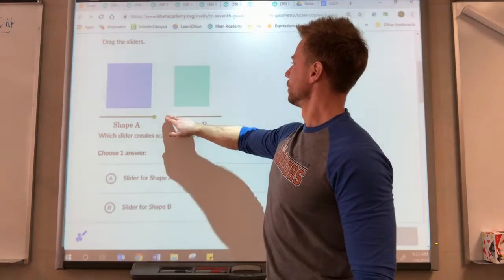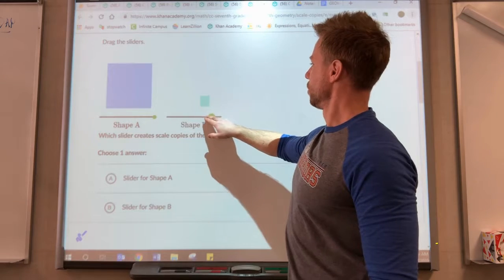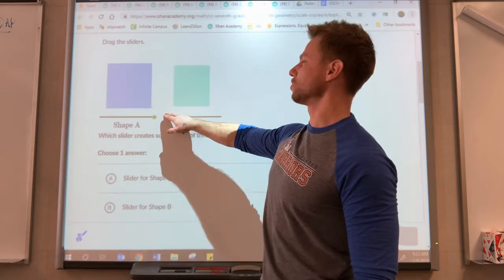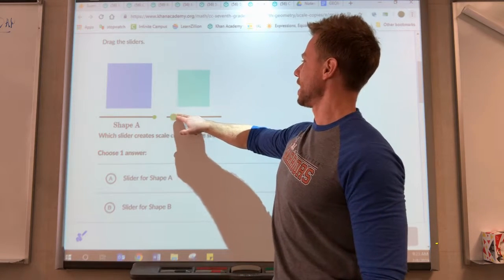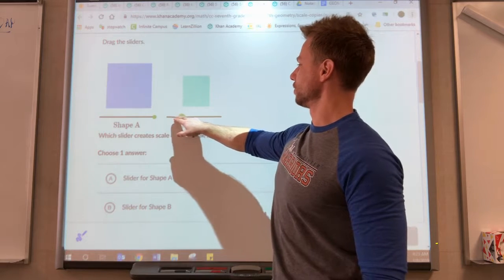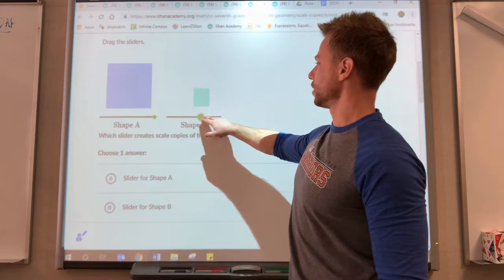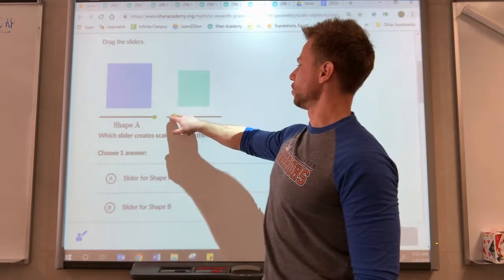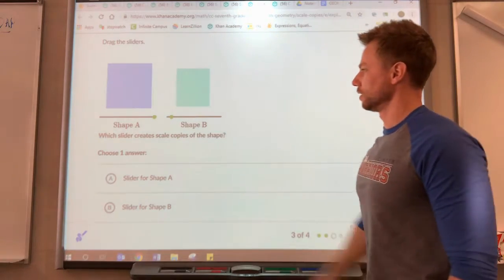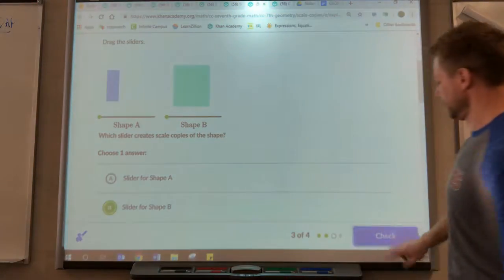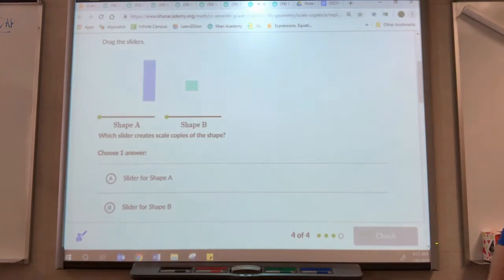But here, this shape, it's almost a square, but it's still a rectangle. As we move this, it maintains the same rectangle shape. So the sides would be corresponding, so it would be a scaled copy. So it'd be slider B is the one that we want.